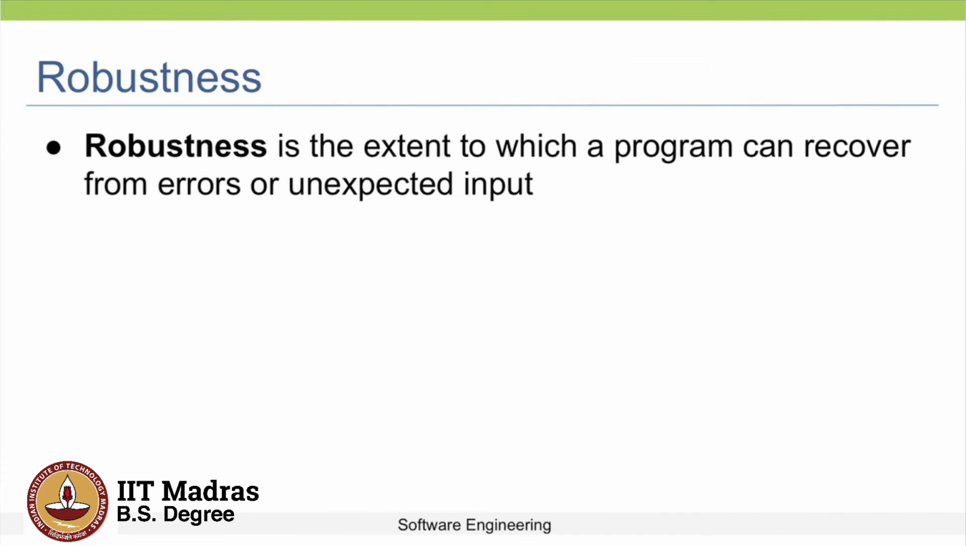Now, in addition to reliability, we also want the system to be able to handle unexpected situations. What does it mean? For example, a user may just give some garbage as input. What does the system do now? Such features or non-functional requirements come under the category called robustness. Robustness is the extent to which a program can recover from errors and unexpected input. For example, in the seller portal, we have to ensure that the service handles large numbers and high traffic.